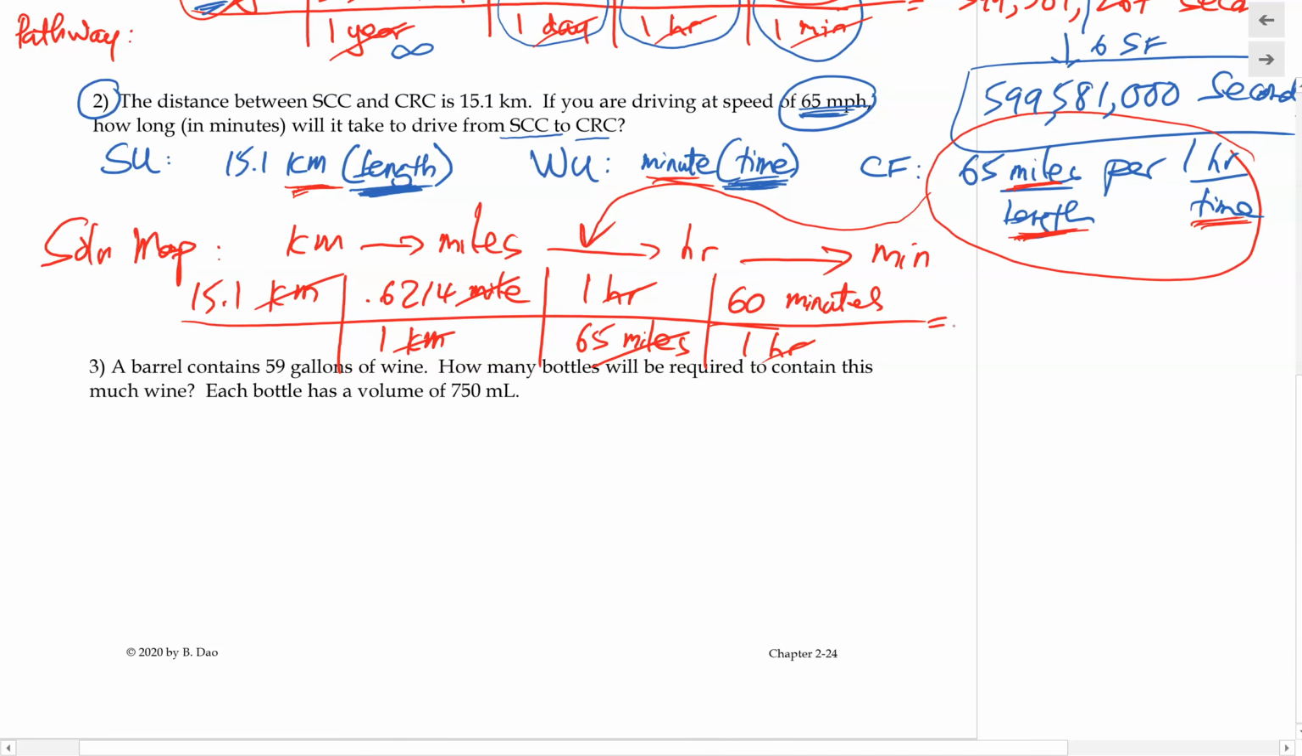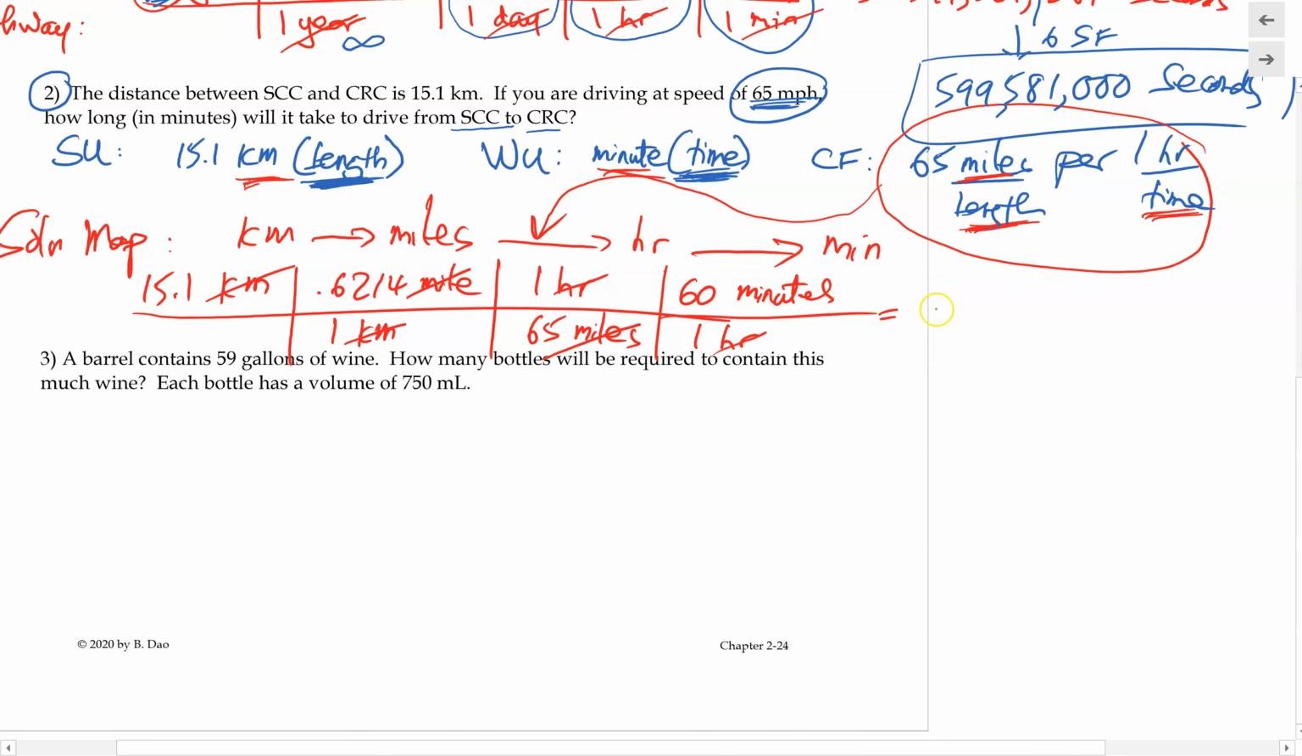So in the end, when we set all of this up correctly, the remaining unit should be the wanted unit, and that's when we know that we have set this up correctly. So first, plug all of this into your calculator: take 15.1 multiplied by 0.6214 multiplied by 1 multiplied by 60, and of course we can omit the 1, right? And then divided by 65, and the calculated answer would then be 8.6614 minutes.